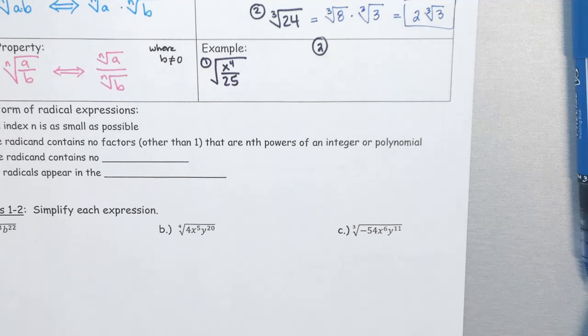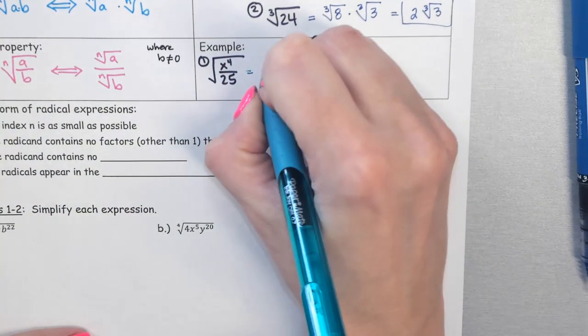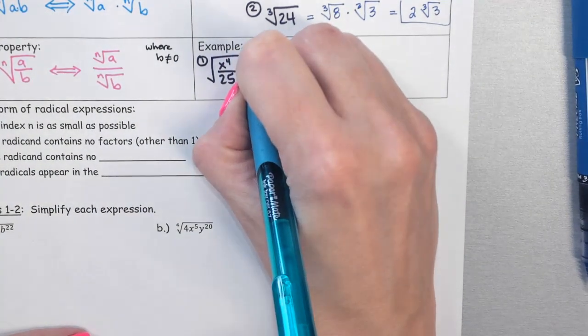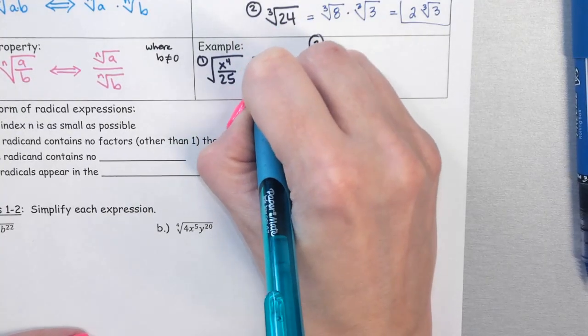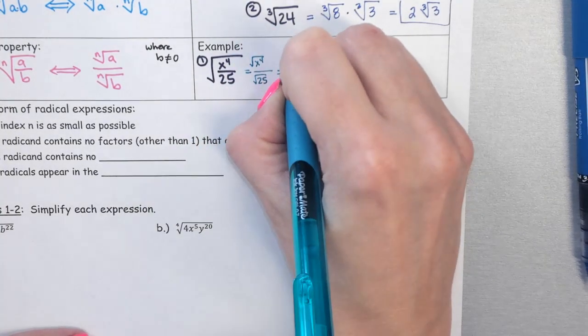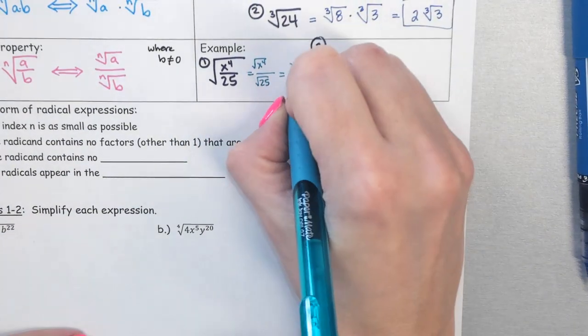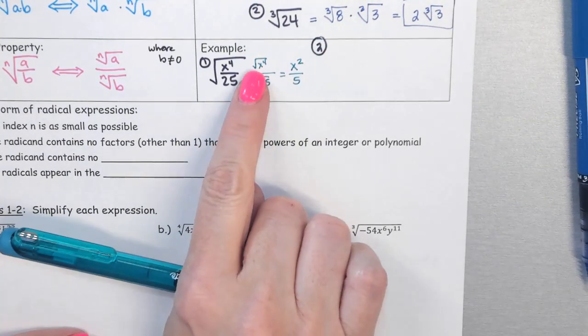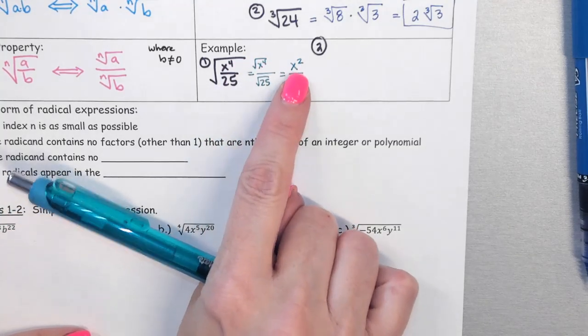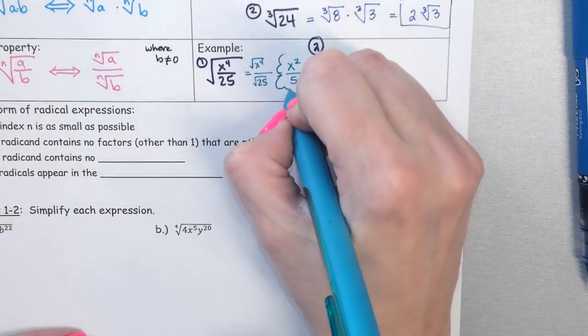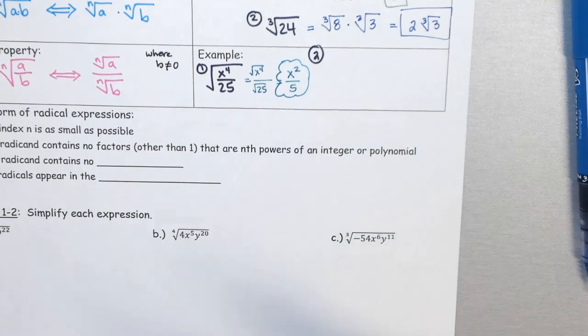Okay, so Arnav, you want to tell me how you got this one? Good. Okay, so the square root of 25 is 5. When you take the square root here, remember you ask yourself how many times does 2 go into 4? If it's twice, you get x squared.